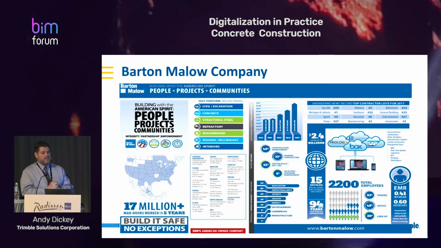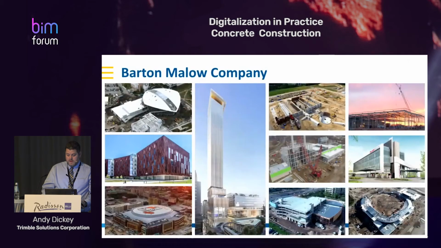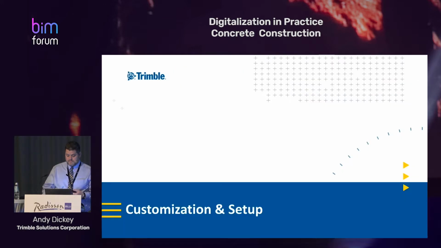I won't go through all of this, but suffice to say, Barton Malow is a large customer located in Detroit, what we call Motor City, where a lot of the car companies in the U.S. are located. They do $2.4 billion in revenue, with over 2,000 employees. This is just some examples of the work they do. This is one of my favorites in the bottom right-hand corner. That's a baseball field in my hometown. But you see they do industrial facilities, apartment buildings, office buildings, sports arenas, this sort of thing.